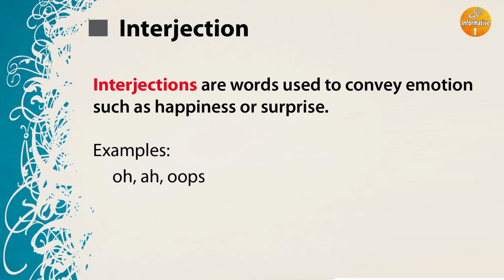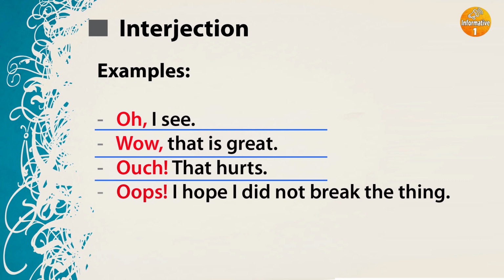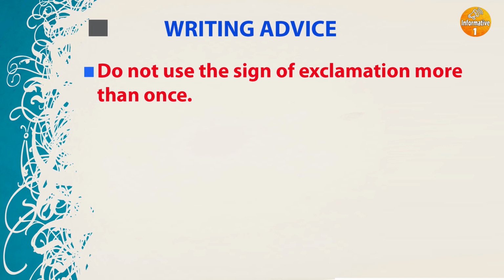Interjections. Interjections are simply words which are used to express an emotion such as happiness or surprise. And examples would be oh, ah, oops, and so forth. Now, look at these examples. The first one says, "Oh, I see." "Wow, that's great." And then, "Ouch! That hurt." Then, "Oops! I hope I did not break the thing." So these are the different ways in which you can use an interjection, and usually you can follow it by a comma or a sign of exclamation.